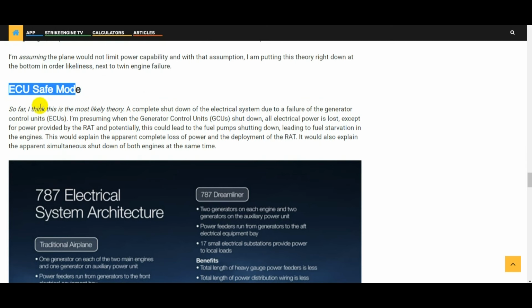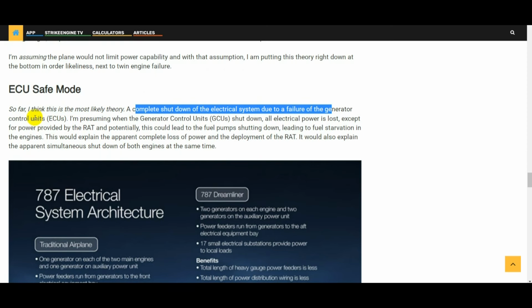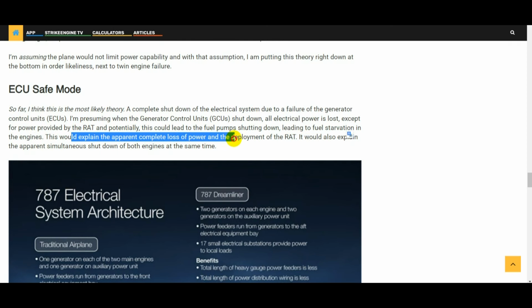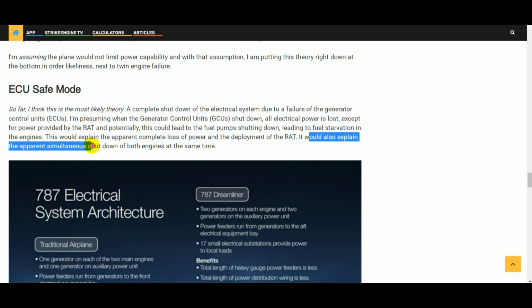ECU safe mode, and so far I think this is the most likely theory on what led up to the crash. A complete shutdown of the electrical system due to a failure of the generator control units, the ECUs that control the generators. I'm presuming when the generator control units shut down, all electrical power is lost except for power provided by the RAT, and potentially this could lead to the fuel pumps shutting down also because they are electrically powered. This would lead to fuel starvation in the engines, and this would explain the apparent complete loss or minimal power coming from the engine and also the deployment of the RAT. It would also explain the apparent simultaneous shutdown of both engines at the same time.